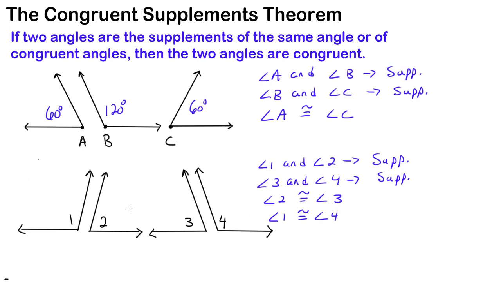And again, if angle 1 is 110 degrees, then angle 2 has to be 70 degrees because 110 plus 70 is 180. And if angle 2 and angle 3 are congruent, that means angle 3 is also 70 degrees, which means angle 4 would have to be 110 degrees because it is supplementary with angle 3. So therefore, if angle 1 and angle 2 are supplementary, and angle 3 and angle 4 are supplementary, and angle 2 is congruent to angle 3, that means angle 1 is also congruent to angle 4.